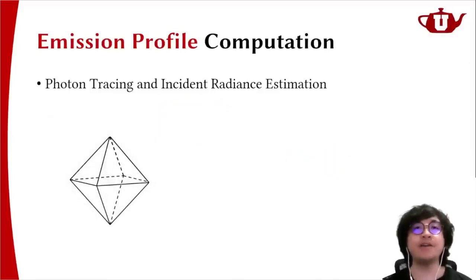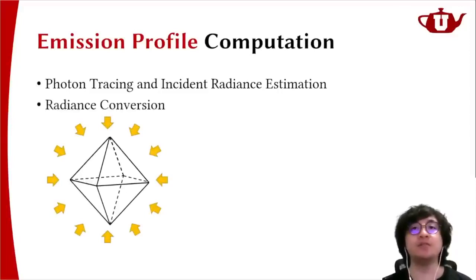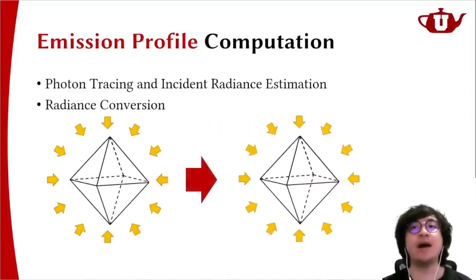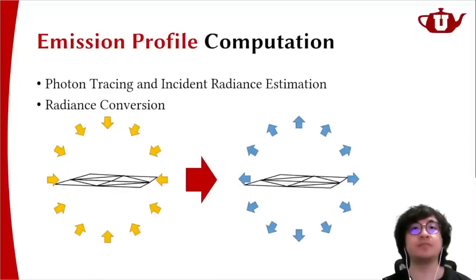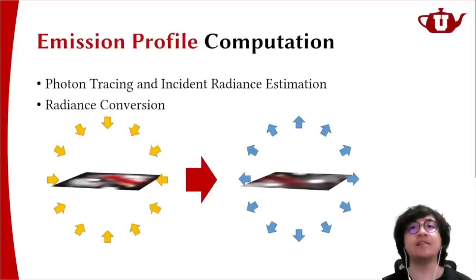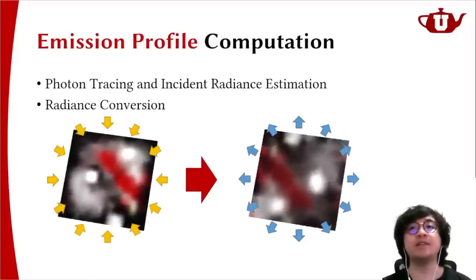We use an octahedron map to store directional incident radiance information. After photon tracing, we have all incident radiance stored in such an octahedron map. Then, we use a compute pass for radiance conversion to convert the incident radiance to outgoing radiance. Outgoing radiance is stored in an octahedron map as well. Here is an example incident radiance map. Let's convert it to an outgoing radiance map, which is the emission profile.